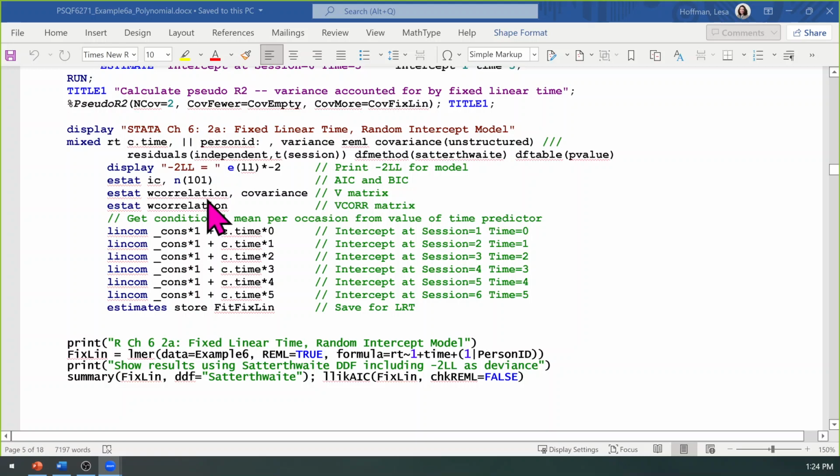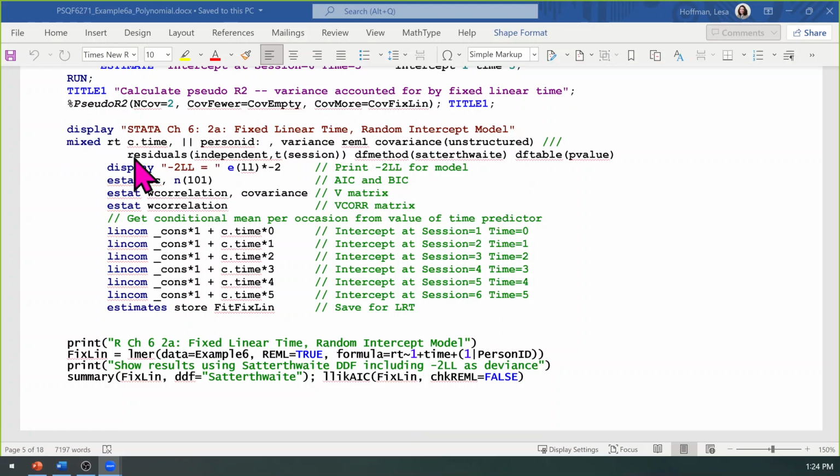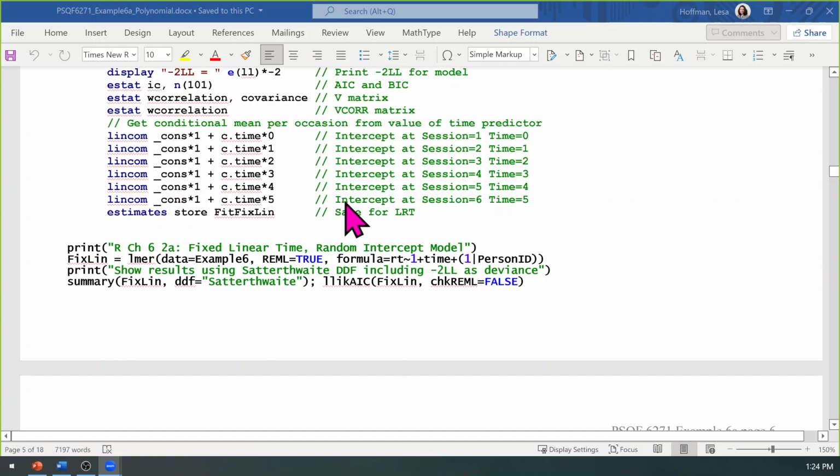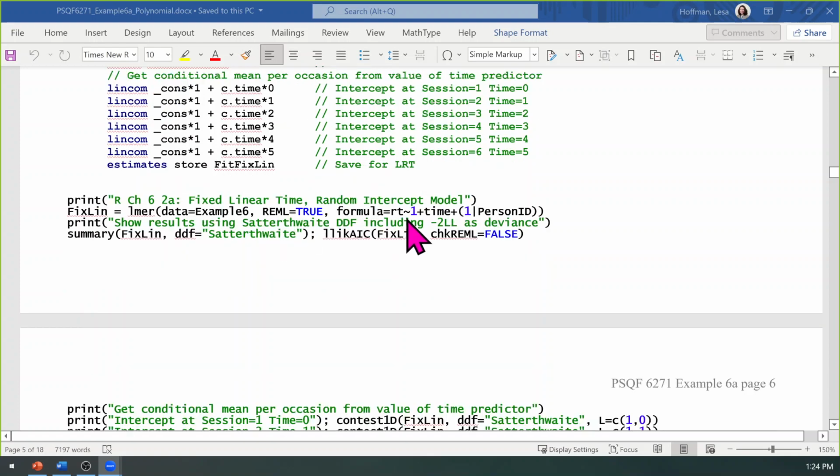Let's see, in Stata, same deal. C.time is what's going into the model as a fixed effect here. It is not yet a random effect after person ID. And I'm using lincoms to generate the predictions. You could also have used margins, but I'm trying to keep the code as similar across the packages as possible. And here is the R code that goes with it.